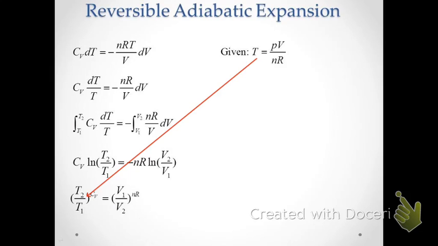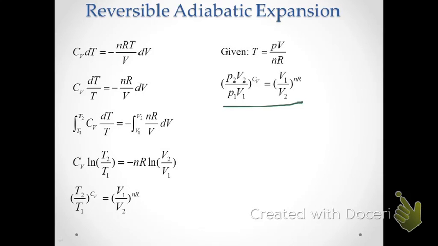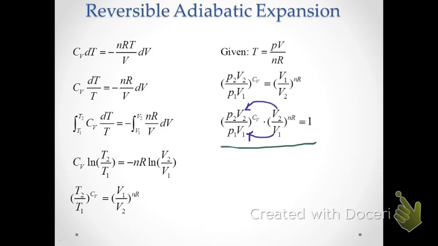Now, if we use the gas law and make a substitution for temperature, PV over NR, we get this expression here, where we'll note that NR cancels in the quotient on the left side. Then, doing a little bit of algebraic rearrangement, we end up with this expression by dividing through both sides by V1 over V2 raised to the NR, and then we can associate V2 over V1 and their exponents.